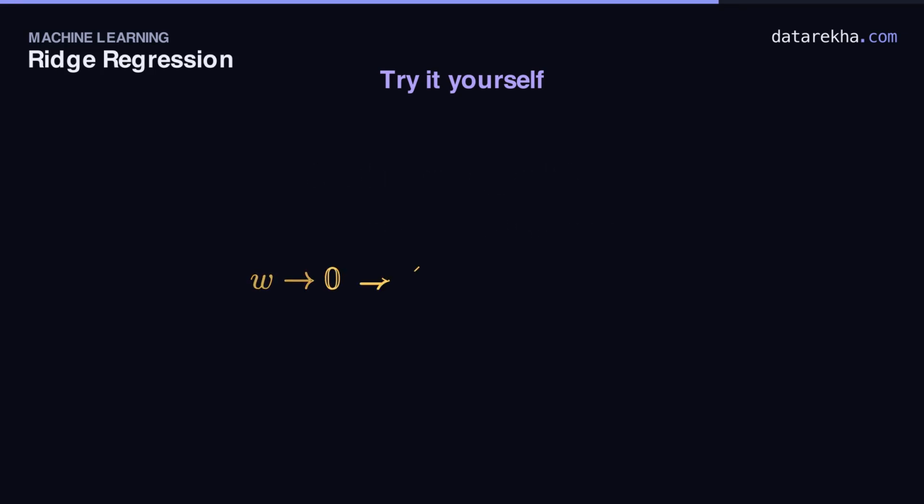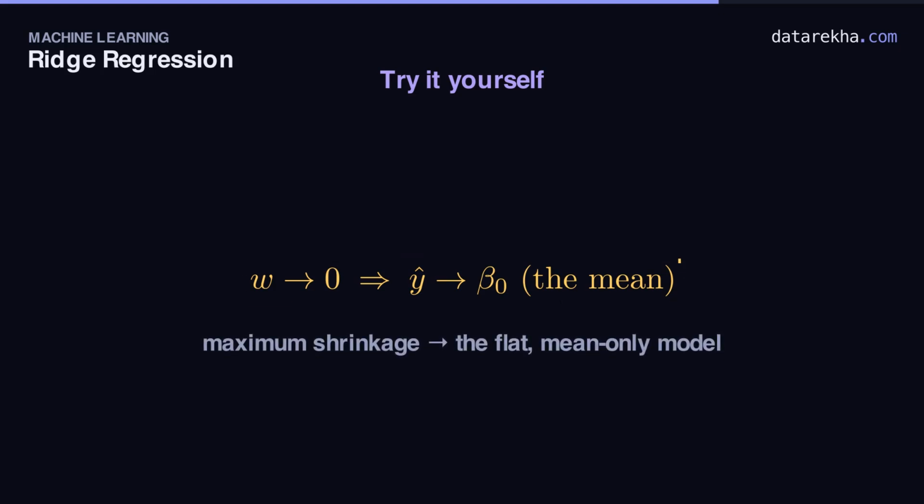And a weight of 0 means no slope at all. With every coefficient gone, all the model can output is the intercept. It predicts the same constant for everyone. If you see the weights shrink to 0 and the model collapse to the mean, you've understood what lambda does.